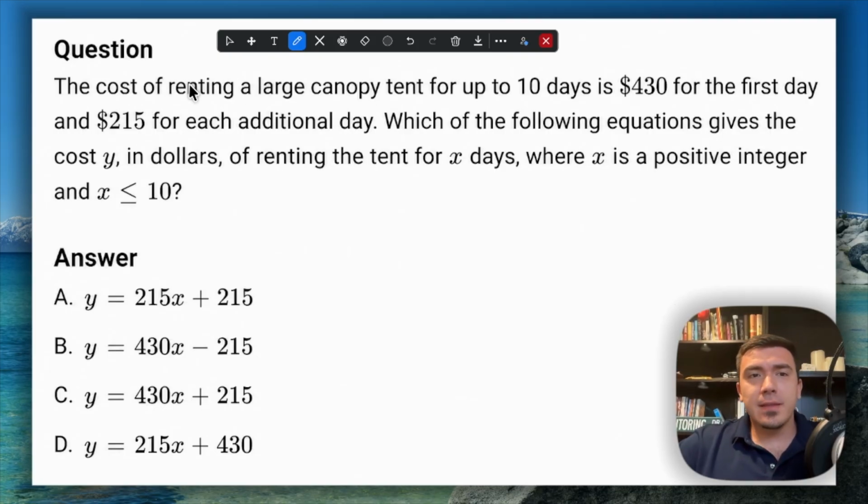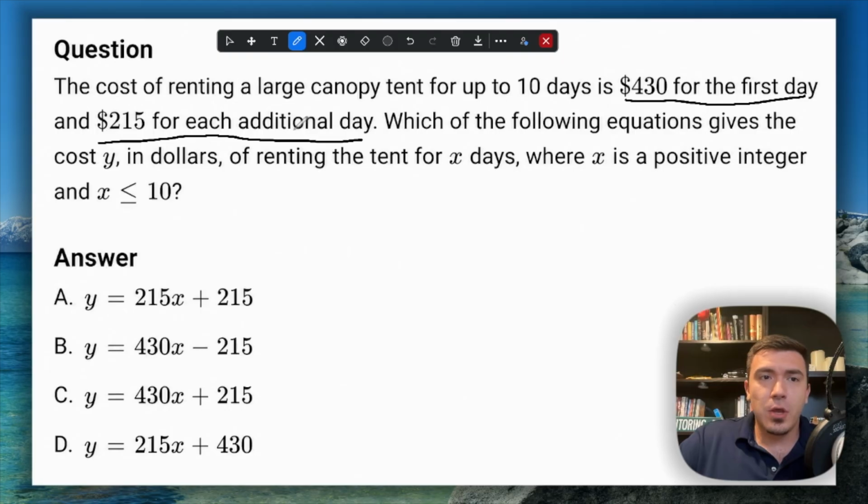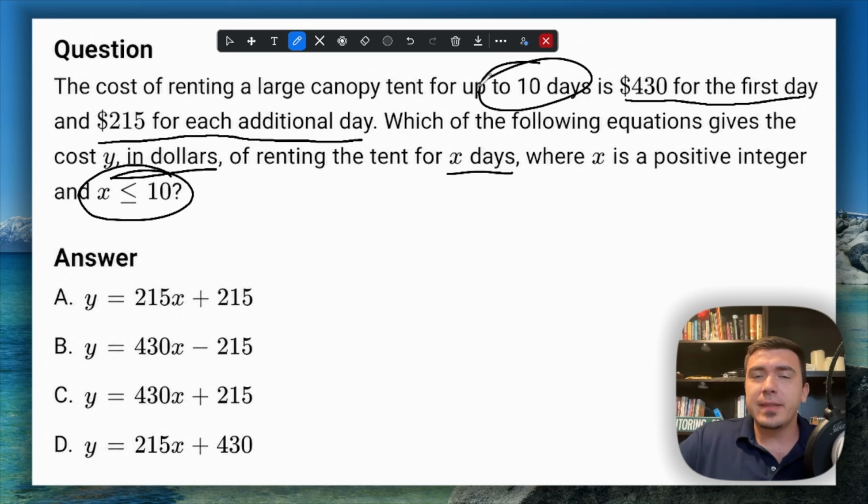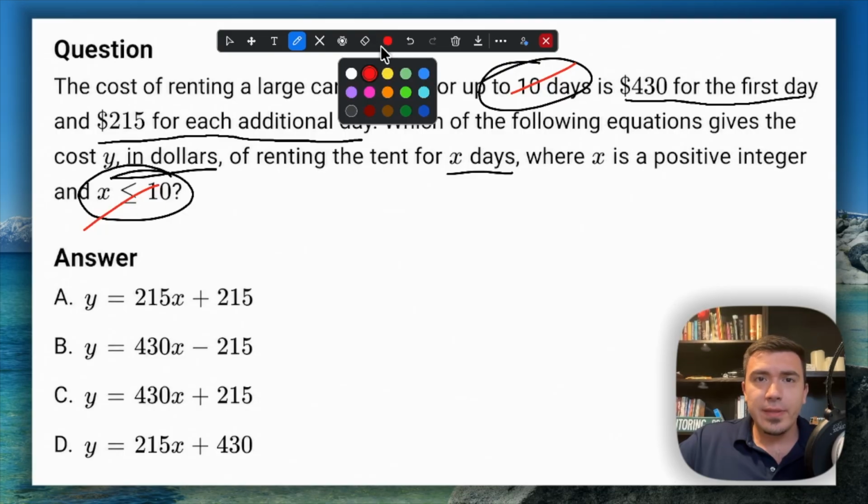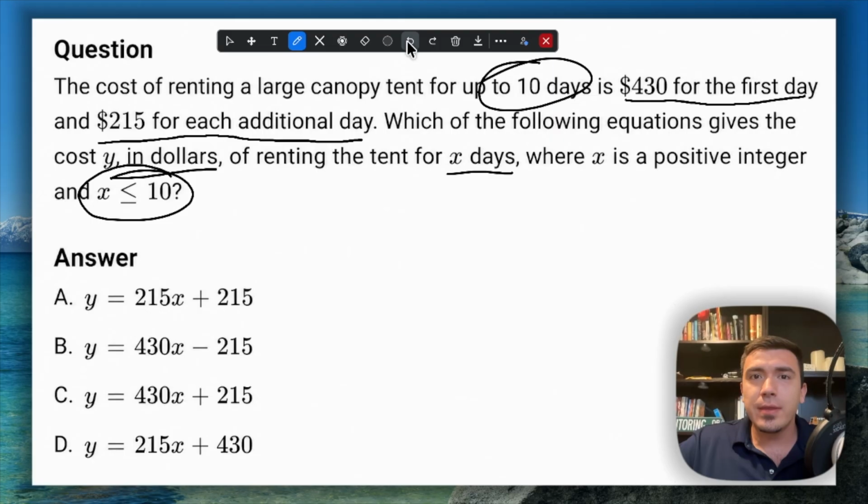So this question says that the cost of renting a large canopy tent for up to 10 days is $430 for the first day and $215 for each additional day. Which of the following equations gives the cost Y in dollars of renting the tent for X days, where X is a positive integer and X is less than or equal to 10? Notice how I'm told that X is less than or equal to 10 and they told me that they're renting it for up to 10 days. That's redundant information, so you don't need that. The only reason they include that in there is really just to throw in some unnecessary information that you don't need.